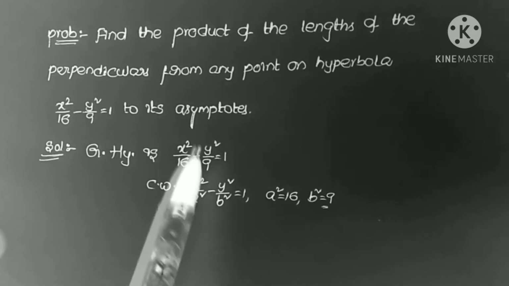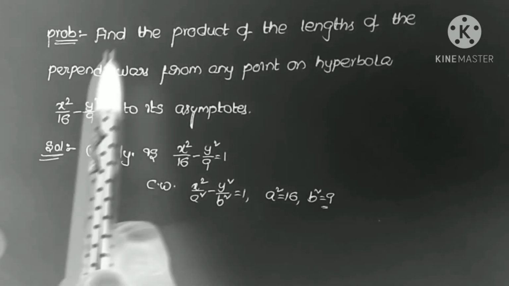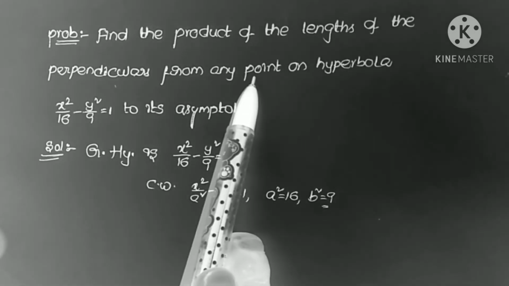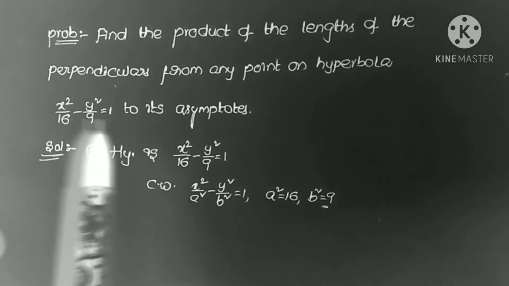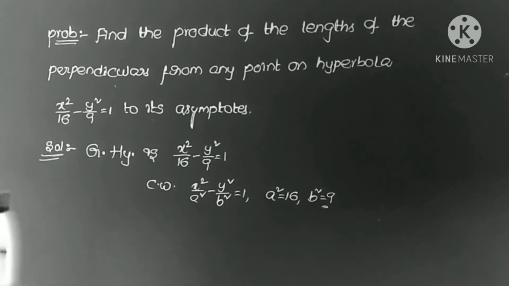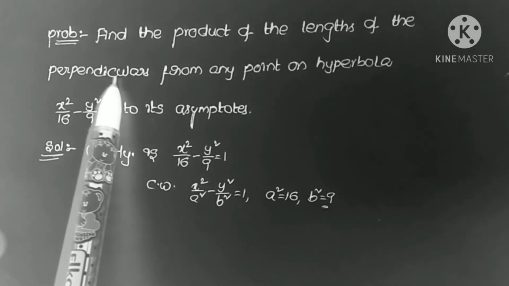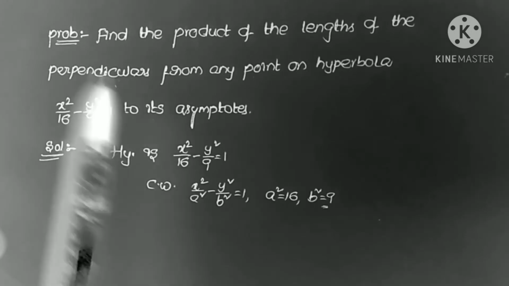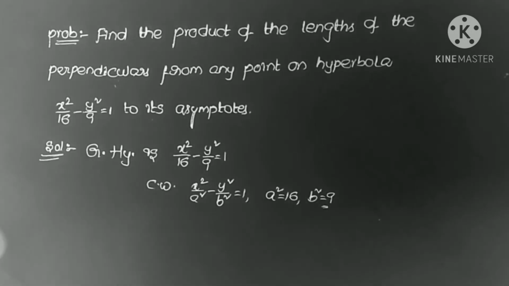Now what is the given question? Find the product of the lengths of the perpendiculars from a point on the hyperbola to its asymptotes. Already in the last sum we proved that the product of the lengths of the perpendiculars is equal to a square b square by a square plus b square. That formula gives the answer here.